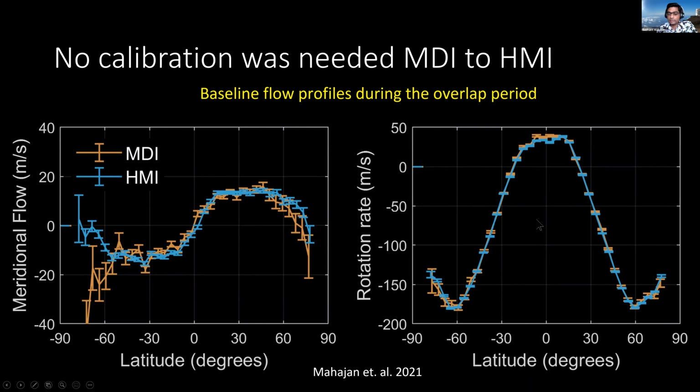The rotation rate is similar across both instruments. There are some differences very close to the equator, but they aren't very significant to say that these profiles are truly different.